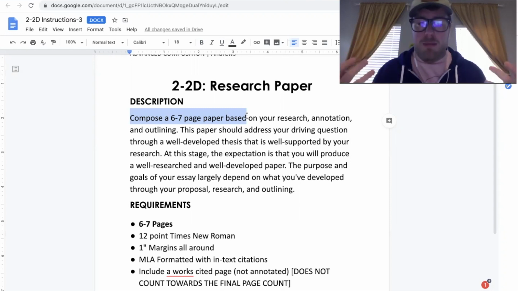And that's what I recommend, by the way. Build around the outline. Why double your work? Make a copy of that outline and start building off of it. So I'm going to go over some tips for how to do that here in a second. But first, back to the instructions.